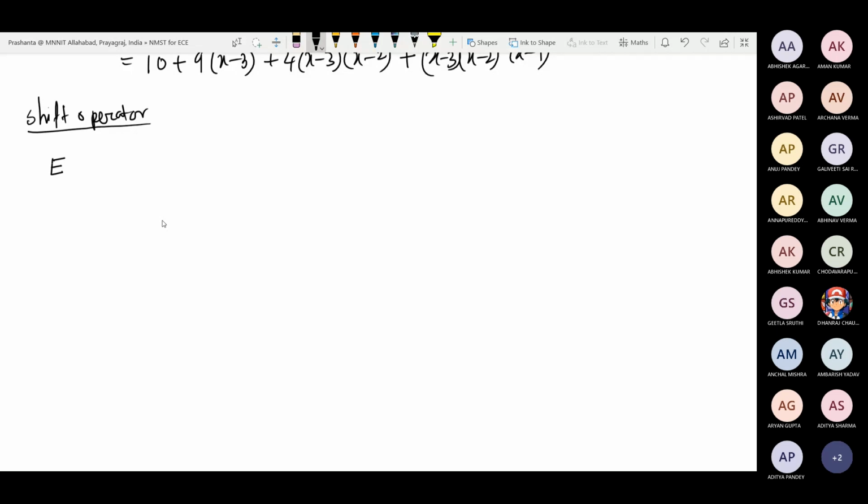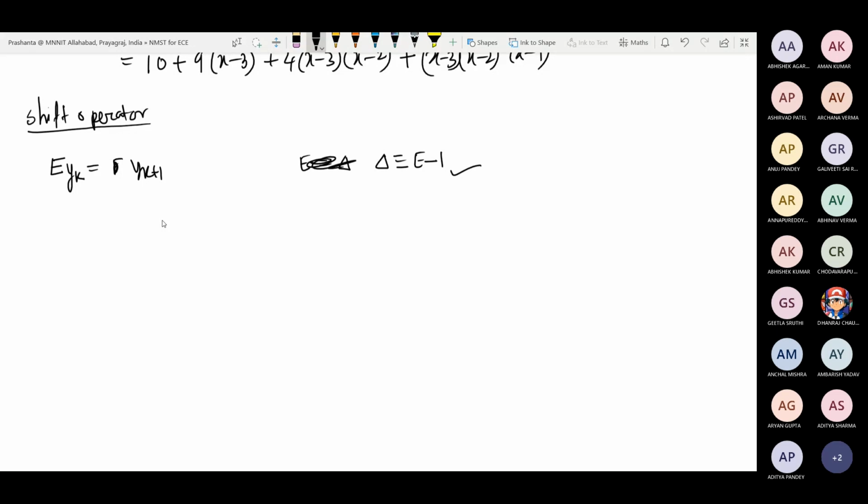Anyway, so let me write down. E of y_k will be shifted to y_(k+1). And what is the relationship between E and the forward difference? Delta equals E minus 1. So this is the relationship you know.